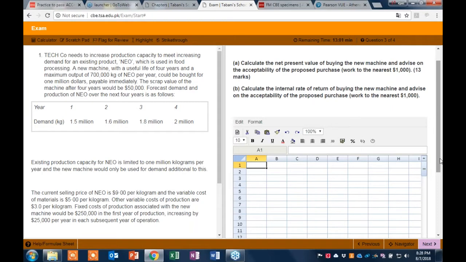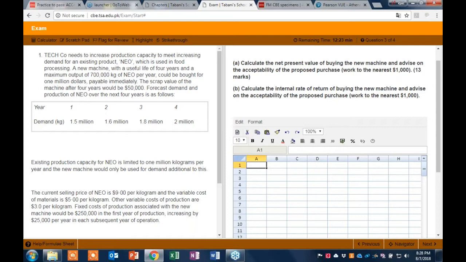It is an existing product that it will be producing, but with an increased capacity. Now, the existing production capacity for Neo is limited to 1 million kilograms per year. Remember, at the moment, the company can only produce 1 million kilograms per year. And with the help of this new technology, it can increase its capacity up to 1.7 million. That is the additional 700,000. So the total capacity after this investment will be 1.7 million.